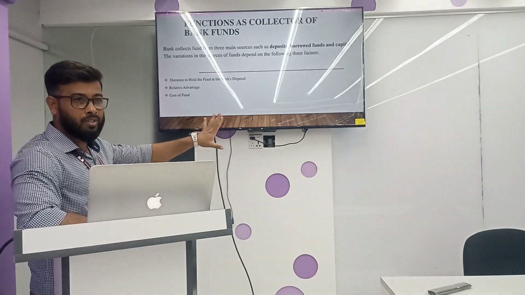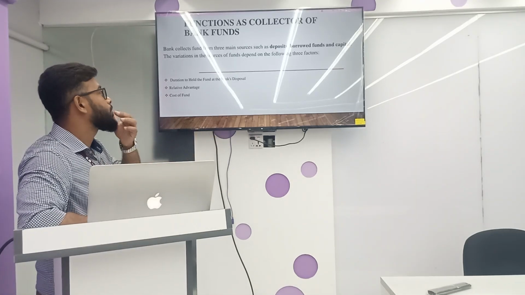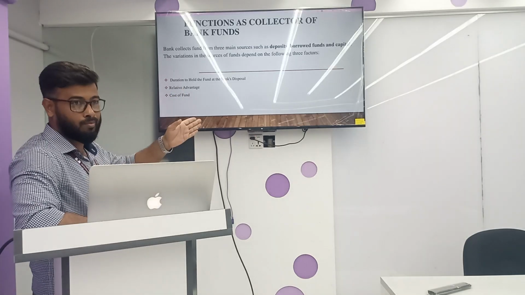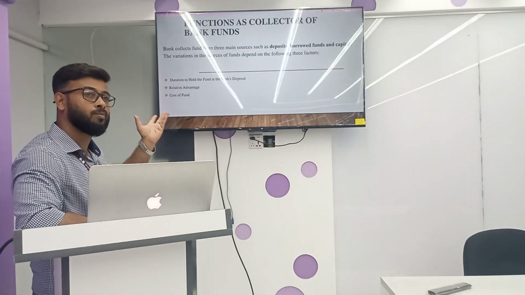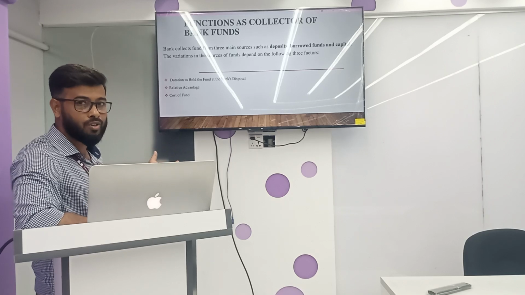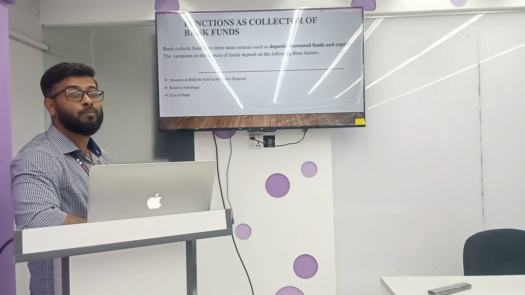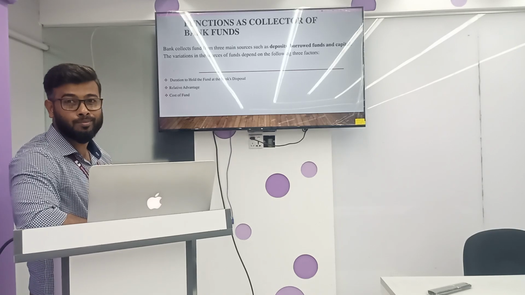They already have the capital when they start up the business, right? And they also collect funds from borrowed funds, from borrowing from other institutions, sister concerned institutions. It could be from Bangladesh Bank, the Central Bank. Okay?